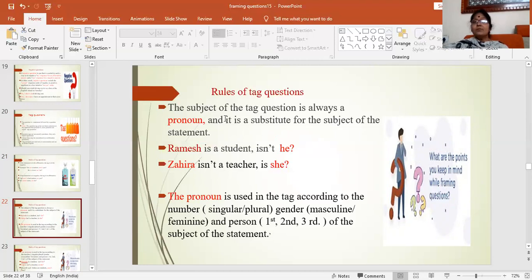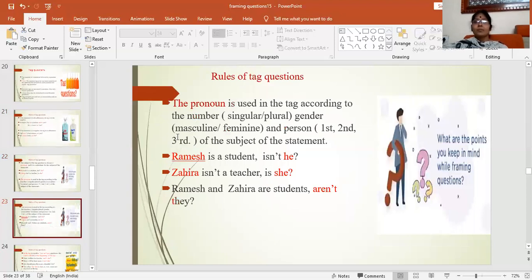So what is our third rule? The subject of the tag question is always a pronoun and it is a substitute for the subject of the statement. Right? Example, Ramesh is a student, isn't he? Right. Now, the pronoun is used in the tag according to the number, singular, plural, right? Gender, masculine, what we said. So we have said that Ramesh is a student, isn't he?